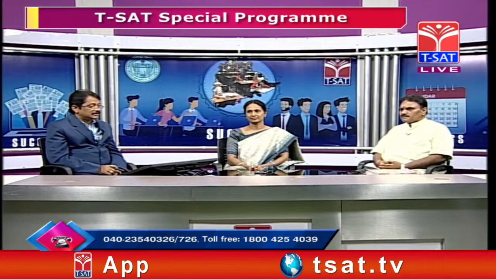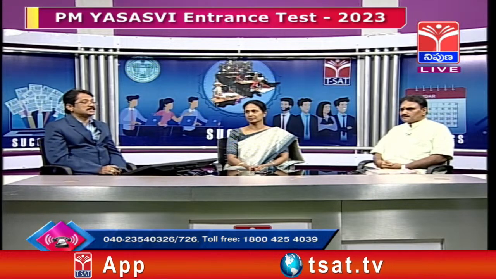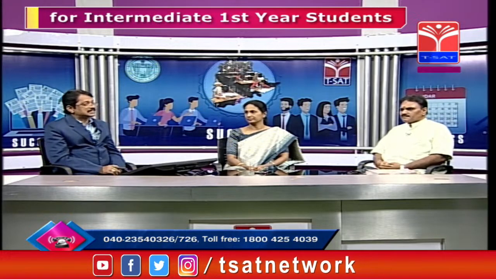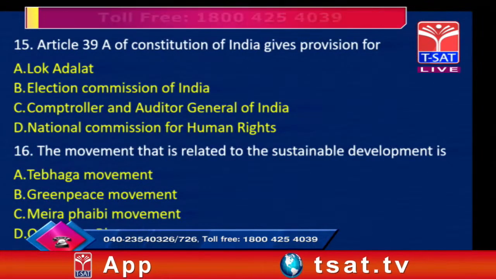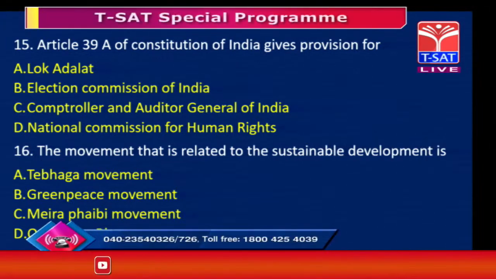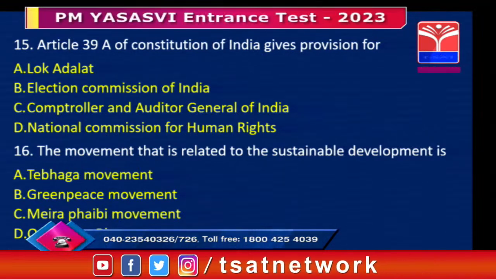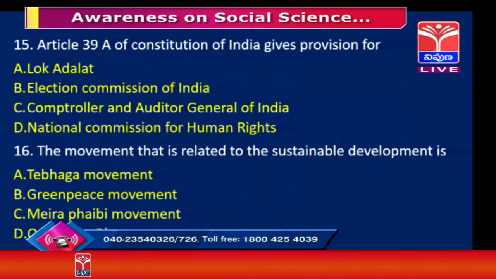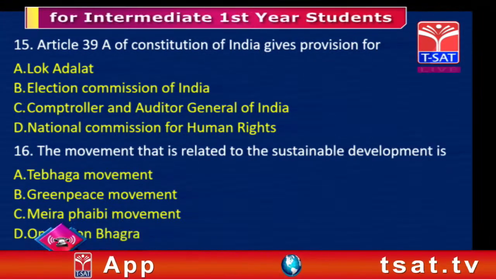Okay. Now shifting to the next question. Based on what we just discussed, you have to clearly know all the articles, schedules and amendments. This question is concerned with an article. Article 39A of the Constitution of India gives provision for the following; four options are given. One is Lok Adalat, B Election Commission of India, option C Comptroller and Auditor General of India, and option D National Commission for Human Rights.